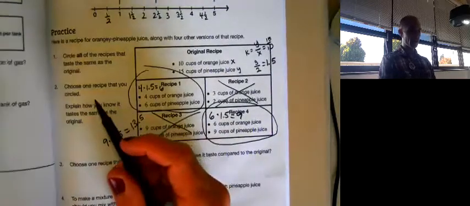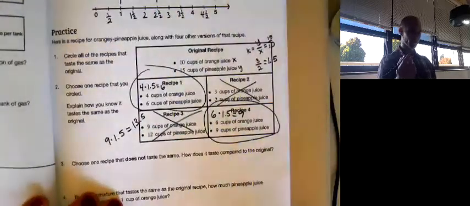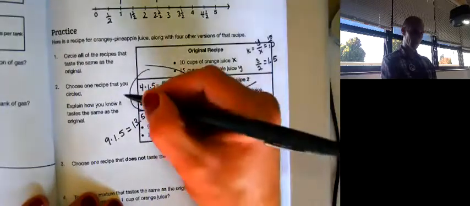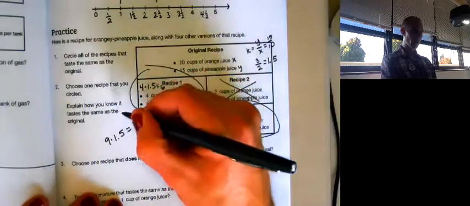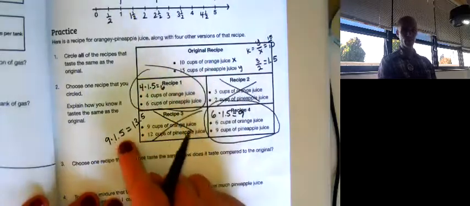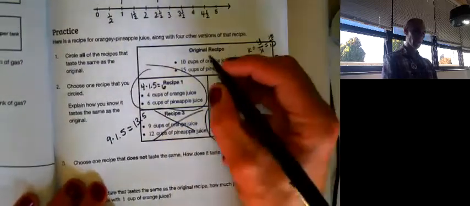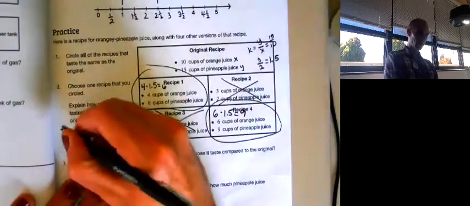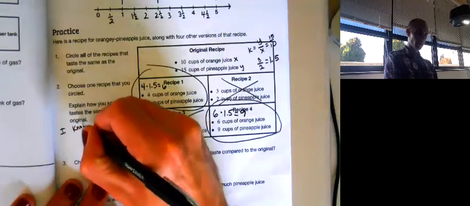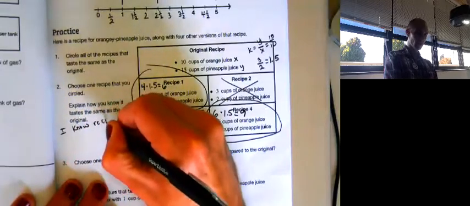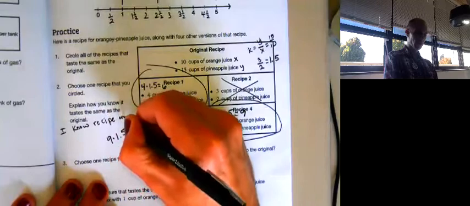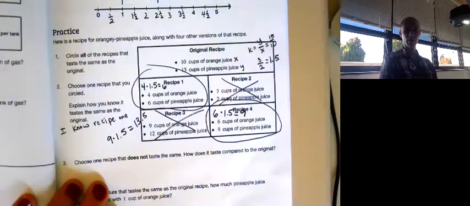So here it says, choose one recipe that you circled. Okay, I guess the first one. And explain how you know it tastes the same as the original. I guess I shouldn't have written right here because I need that space to answer this question. Okay, let's see here. I know recipe 1. I don't know why I wrote the word 1 out instead of using the number 1.